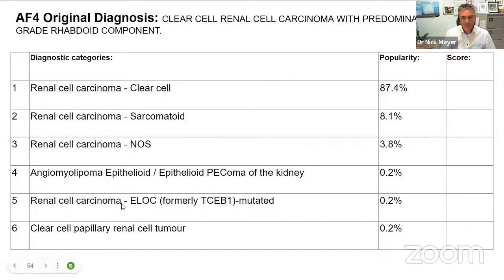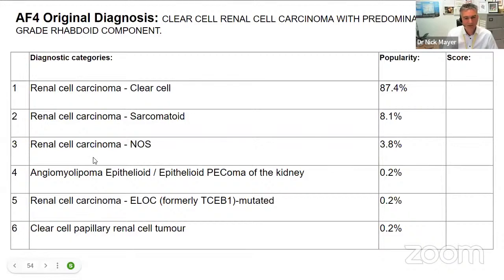ELOC RCCs, they're CK7 positive, and we were told this is CK7 negative. And they're universally, by definition, CK7 positive. So it's a bit hard to rationalize this one.